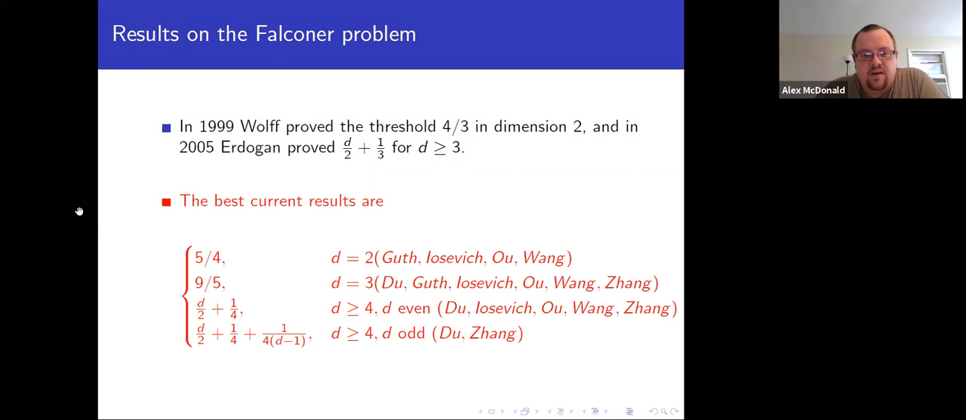So recently, in the last 3 or 4 years, there have been a bunch of results using the decoupling theorem of Bourgain and Demeter by various permutations of 7 or 8 people. So for d equals 2, Wolff's 4/3 threshold was improved to 5/4 by Larry Guth, Alex Iosevich, Yumeng Ou, and Hong Wang, and so on. So for d equals 3, there's 9/5. When d is greater than or equal to 4, it depends on whether d is even or odd. When d is even, you get d/2 + 1/4. When it's odd, you get d/2 + 1/4 plus a little bit more.